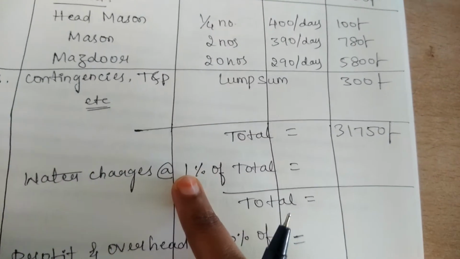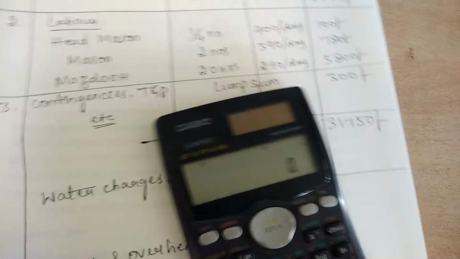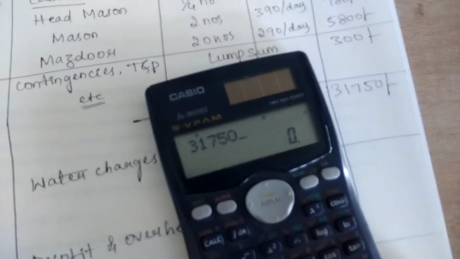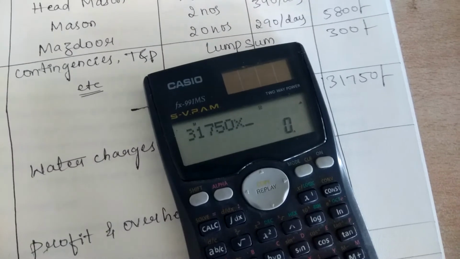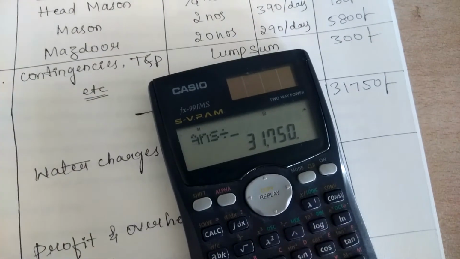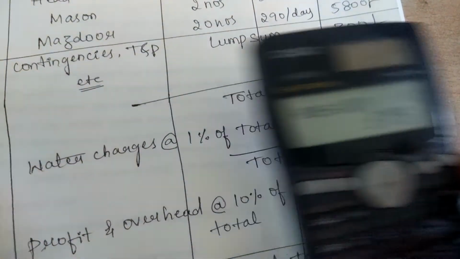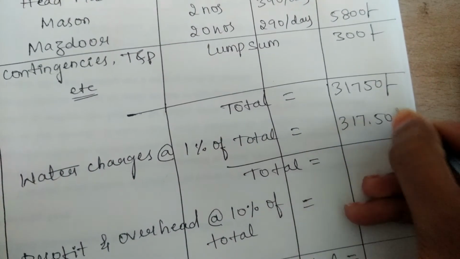But for this, I should add 1% of the water charge. So let us find 1% of this value. You first type the value. The total amount is 31,750 rupees. You find 1% of this, for which you multiply with 1 and divide with 100. So it gives you 317 rupees 50 paise. You just write that value here, 317.50.